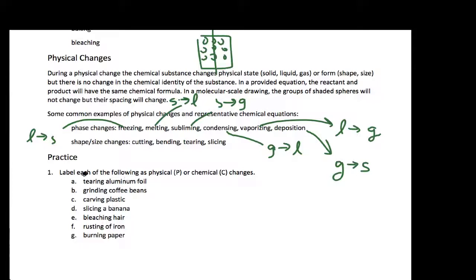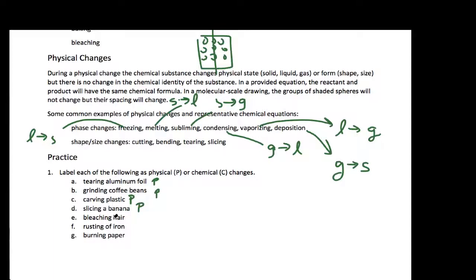All right, so let's take a look at this. Number 1, label each of these as physical or chemical change. So tearing aluminum foil is just tearing it in half. That means whatever you have left is still aluminum foil. So I would say this was definitely physical change. Grinding coffee beans, again, you're grinding, tearing, slicing, cutting, still coffee beans till you roast it or do something else with it. So definitely physical. Carving plastic, still just physical because you still end up with plastic at the end of that. Slicing a banana, still a banana.